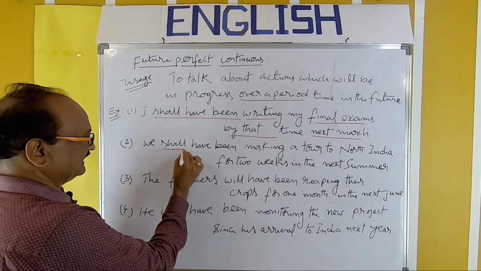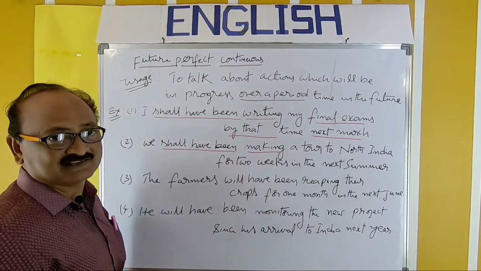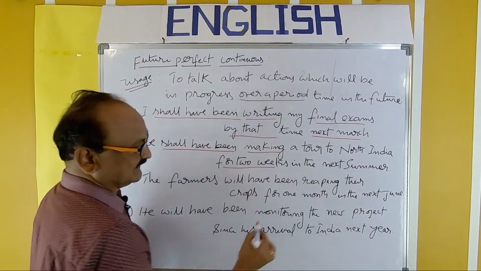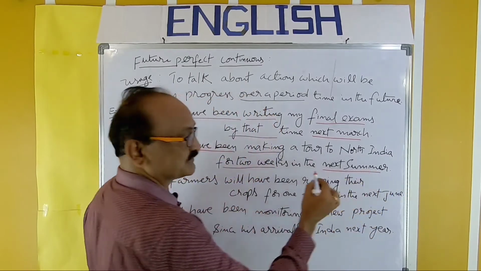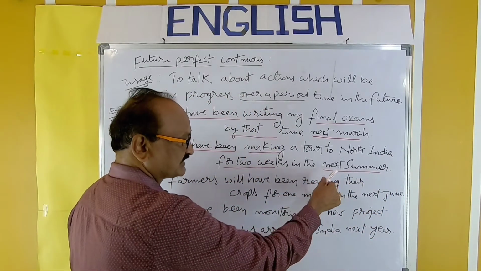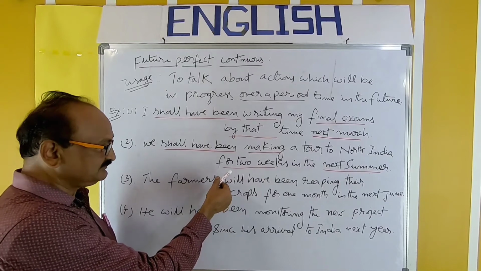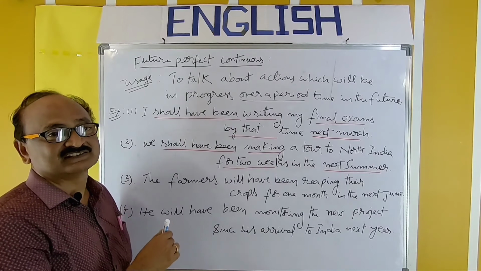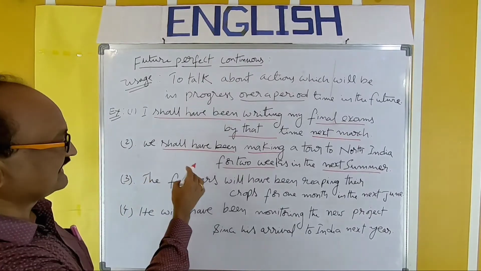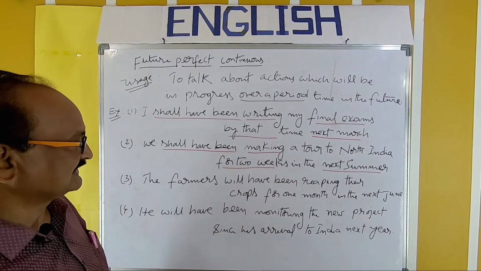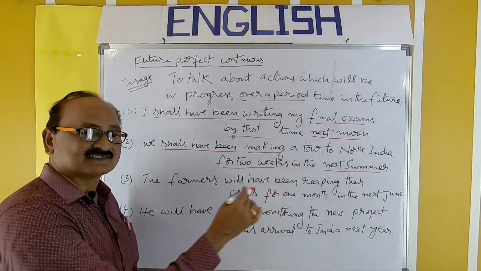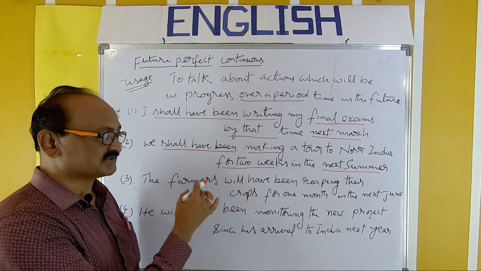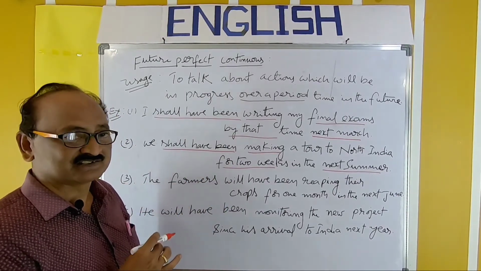So we shall have been making. So there is the pattern. For 2 weeks, so period of time. And next summer, so future time. This refers to future time. This refers to period of time. And this indicates the future perfect continuous pattern. So we shall have been making a tour to North India for 2 weeks in the next summer. So this is also another best context where you can use this future perfect continuous.